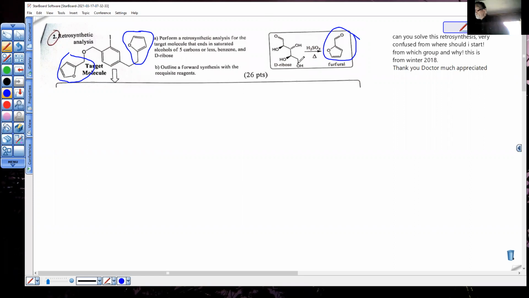You don't have to copy this one out. Just say D-ribose becomes furfural in your forward synthesis. And furfural is going to need to become some useful things. But let's deal with that when it comes up.